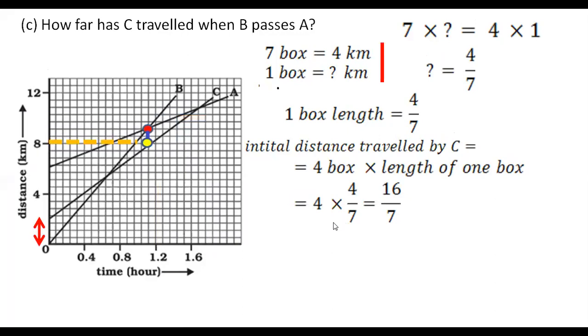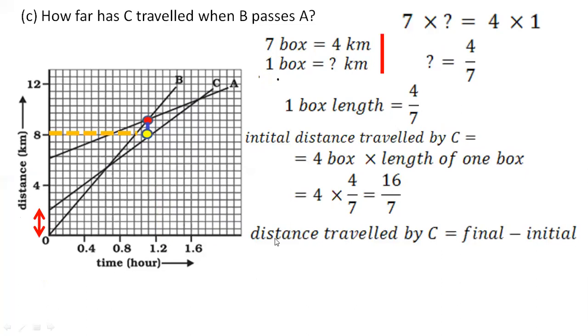Okay. Now our job is to subtract it from 8. We have to subtract from 8. Distance traveled by C: we are interested in how far C has traveled, right? Our answer initially was 8, but the problem was that some distance was covered by that body. So we need to subtract from 8. So let us subtract 8 minus 16 by 7. Where has the 16 by 7 come from? It is the initial distance which that body has covered.